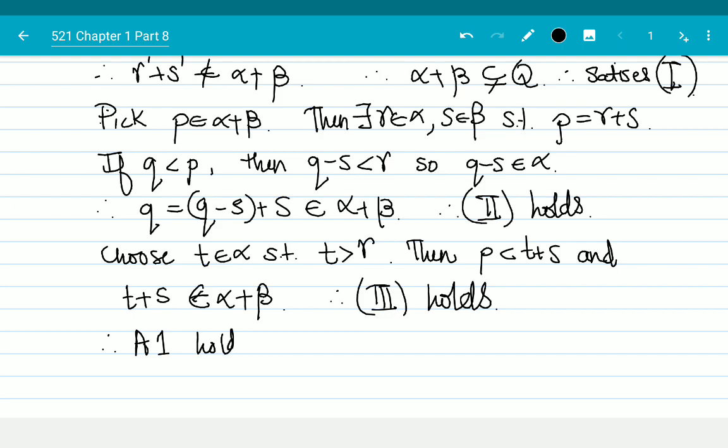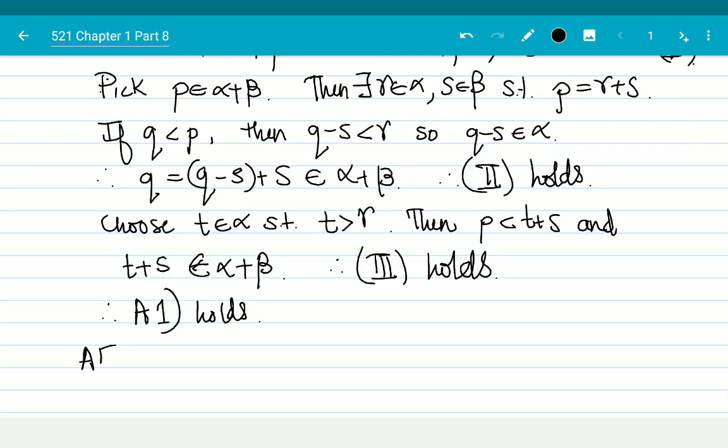A1 holds. So we have shown property A1. For A5, we need to show something slightly more non-trivial, right? So fix alpha belonging to R.